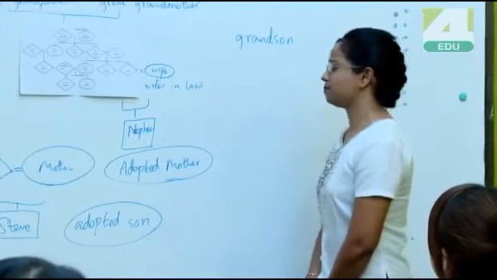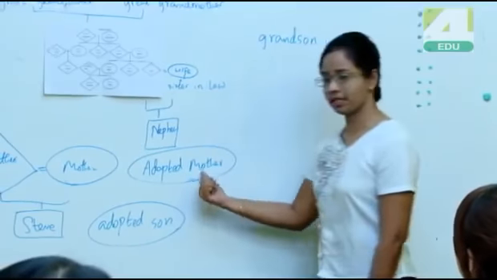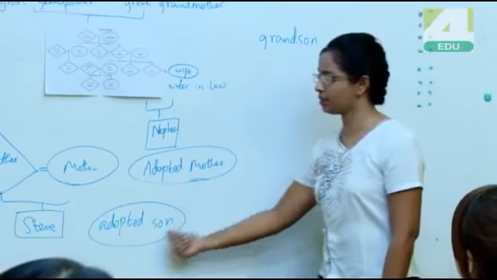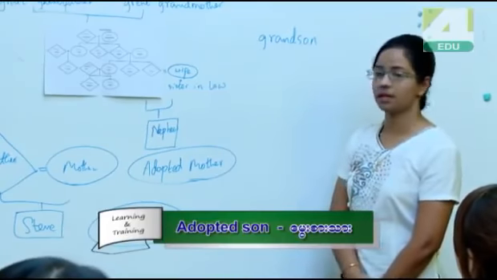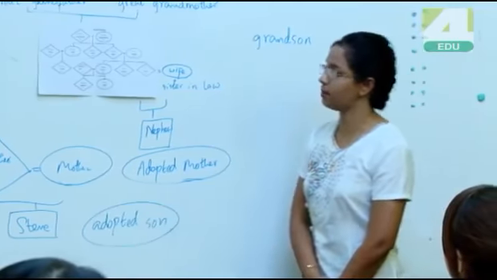Okay, so Steve's auntie's daughter is Steve's cousin. Okay, so Steve's adopted mother, right? Steve's adopted mother, how does she call him? Adopted son. Okay, so go repeat after me.